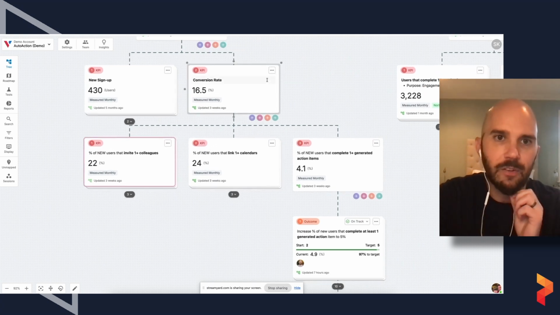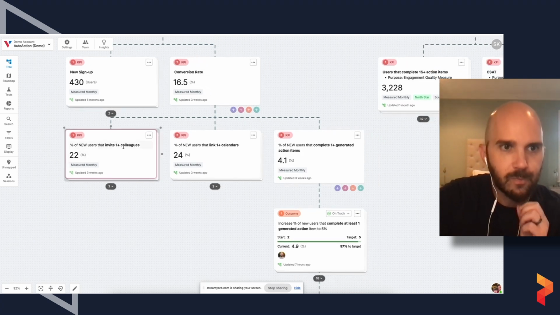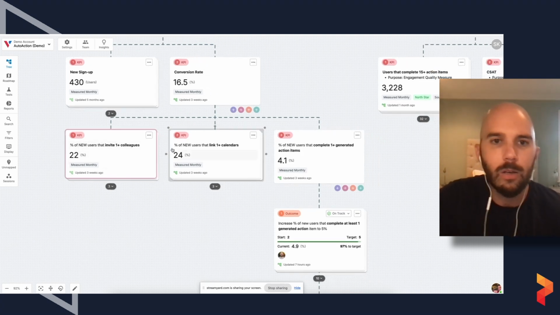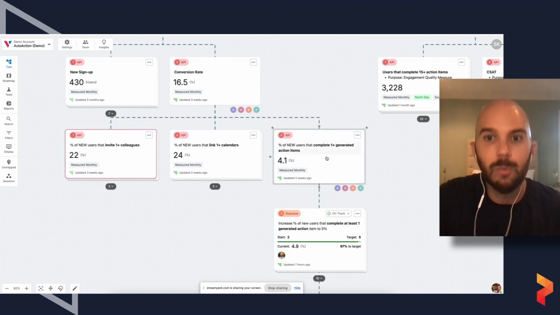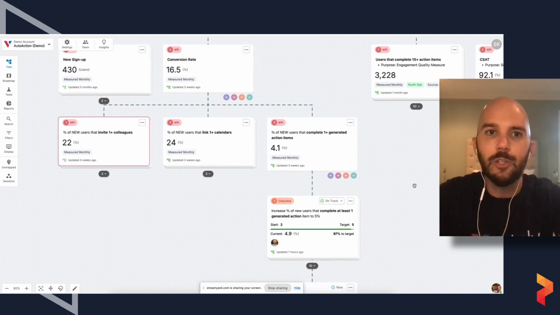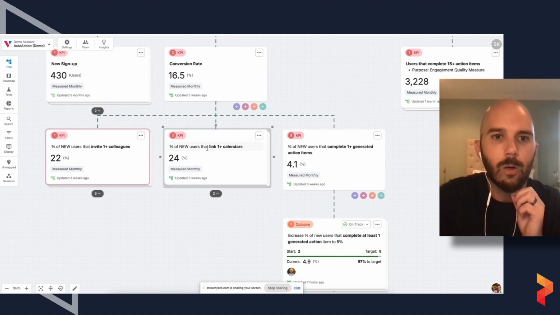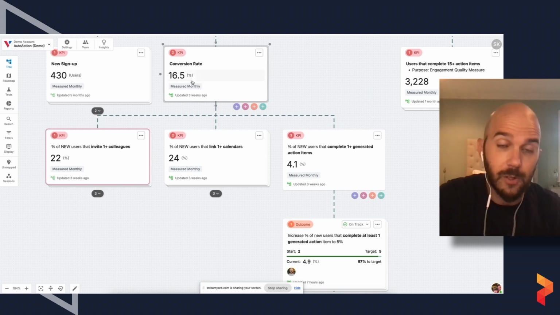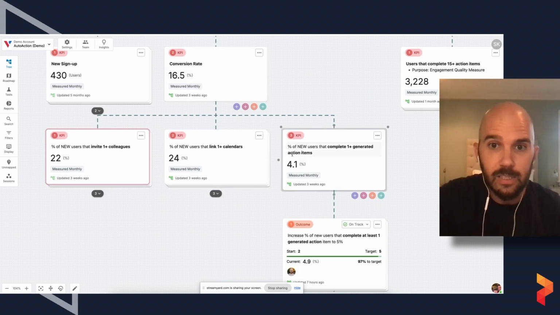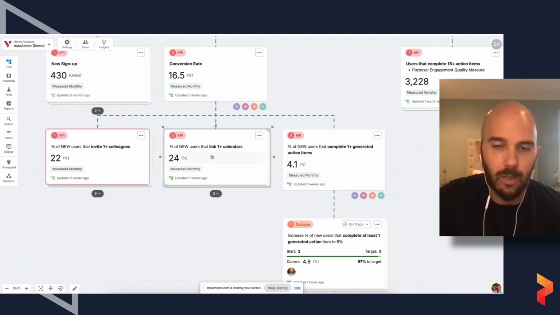And so the idea for them is, cool, conversion rate is a function of how well customers are inviting a couple colleagues, linking their calendar, completing one of the generated action items from the meeting bot, right? And so in Vistaly, you can look across these and say, oh, okay, cool. Of these inputs into our conversion rate from free trial to paying customer, this one is really not performing as well as some of the other inputs.